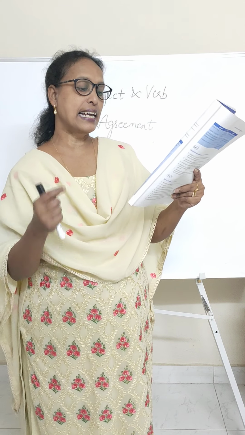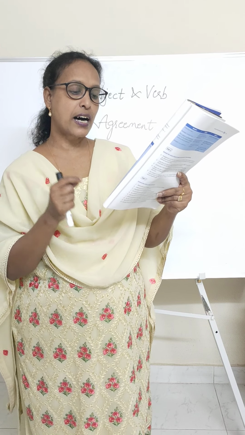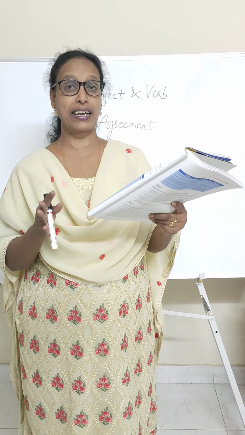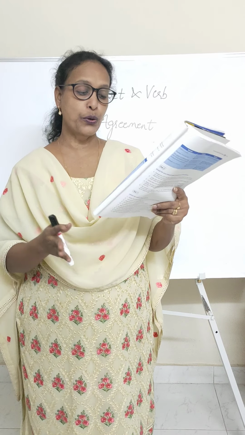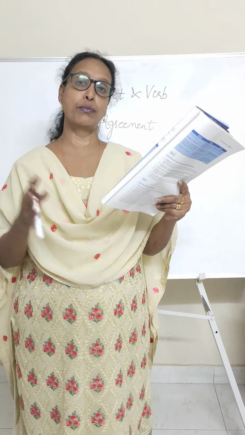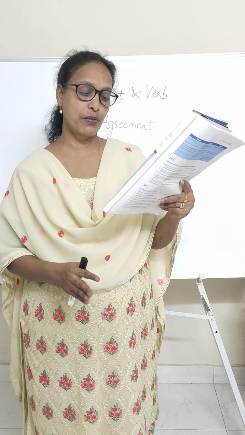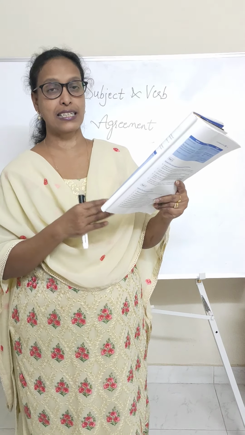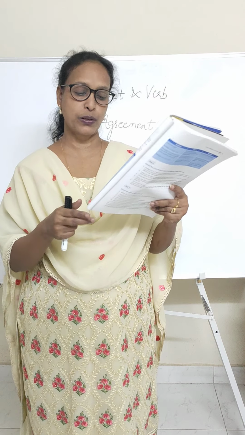It says, either David or his brothers are going for the party. Either David or his brothers. Here you are considering the subject to be plural, and so you are using the verb which is also in the plural form. That is when the verb agrees with the subject. Either David or his brothers are going for the party. So when you consider David or his brothers as plural, you use the plural verb.